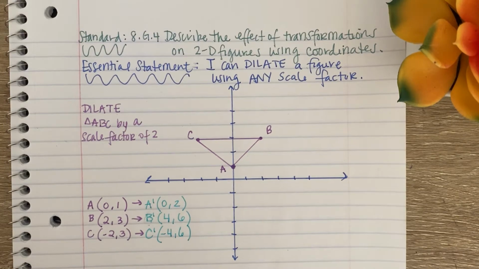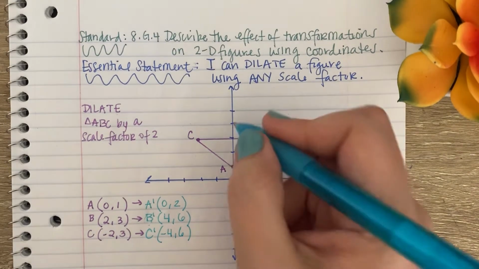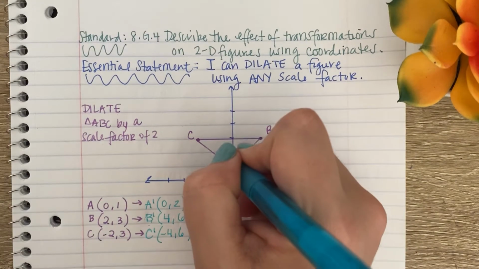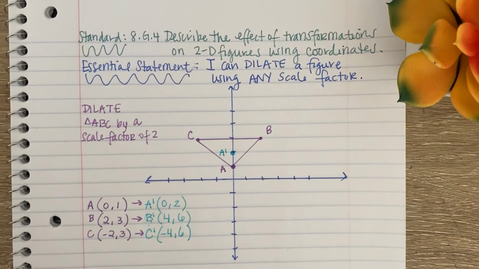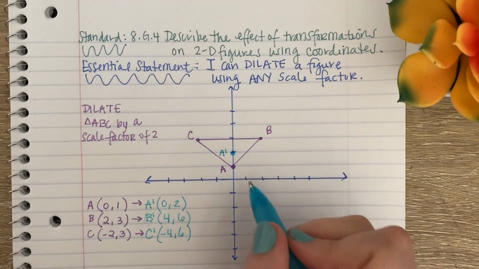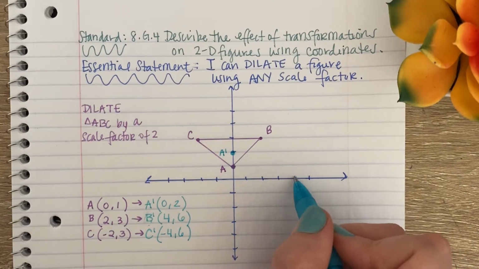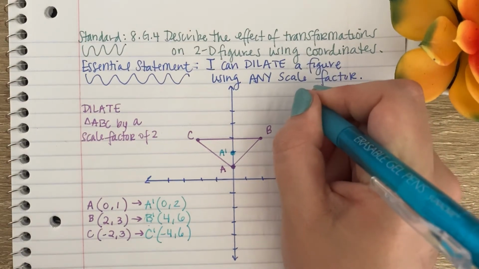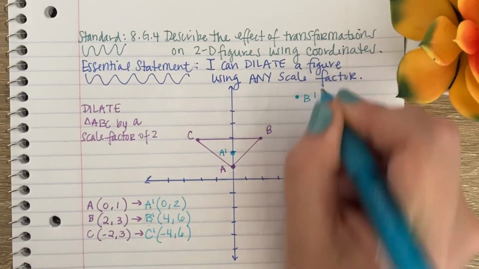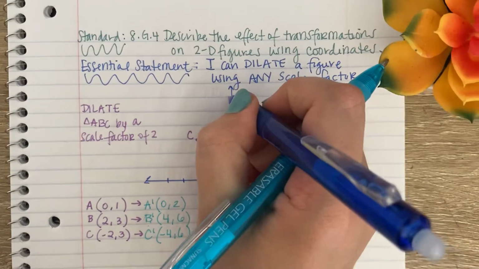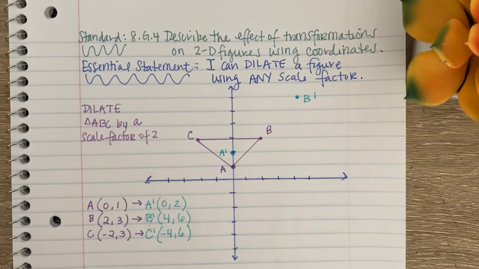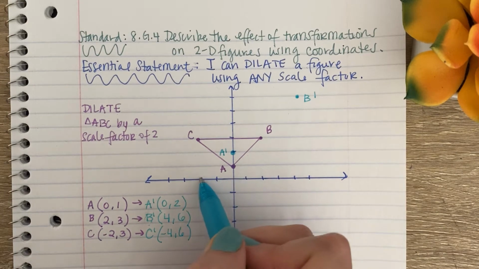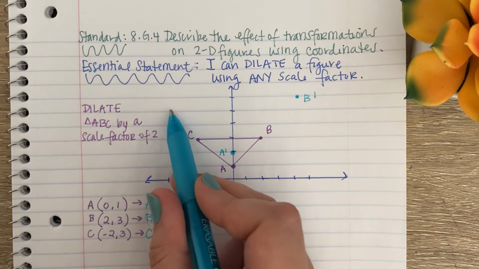So (0, 2), so right here, okay, it's A prime. (4, 6): 1, 2, 3, 4, 1, 2, 3, 4, 5, 6. Right here, that's B prime. Should make another unit. And then C prime is (-4, 6): 1, 2, 3, 4, 1, 2, 3, 4, 5, 6.